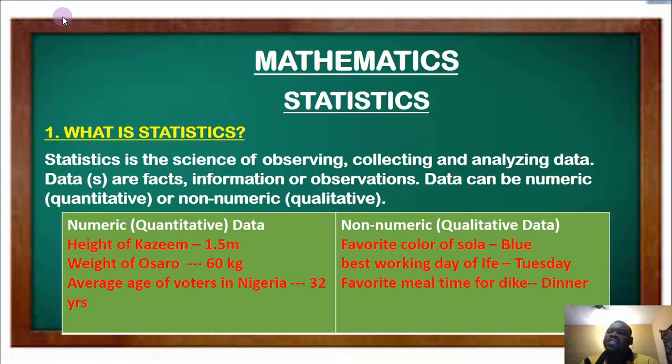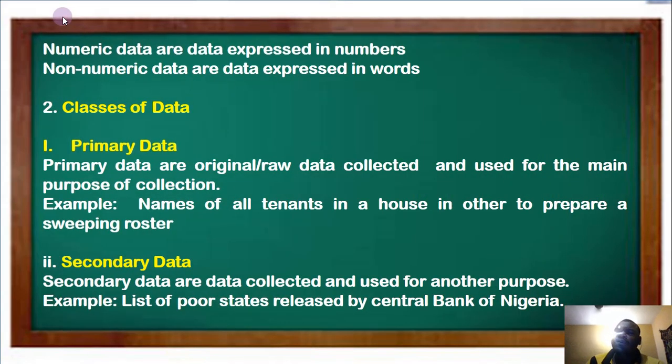Quantitative data has to do with data that are represented or expressed with numbers, while non-numeric data or qualitative data can be referred to as data that are expressed via words, when you use words to express information or data. We have classes of data: primary data and secondary data.